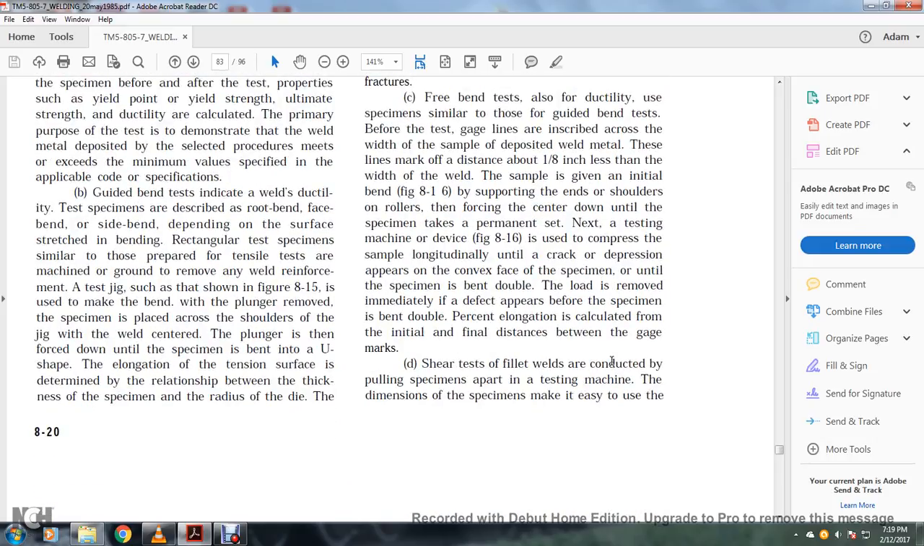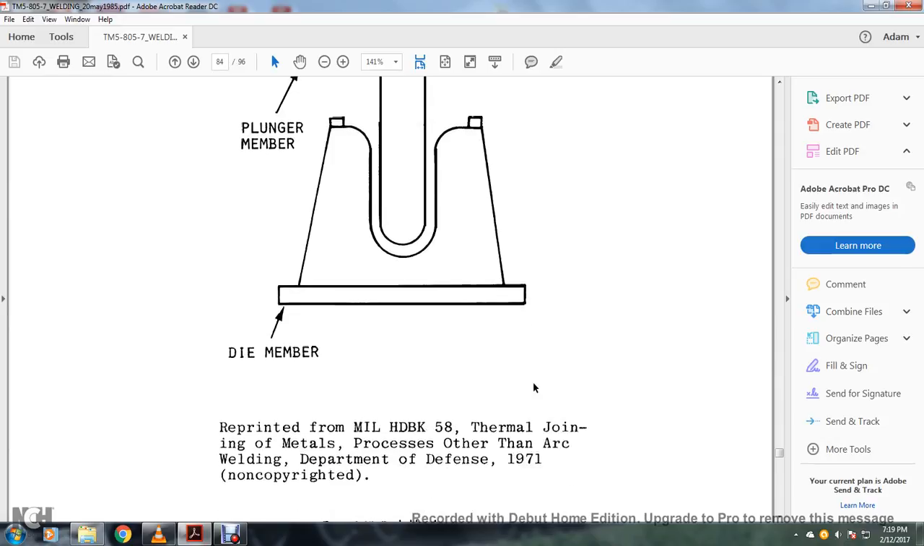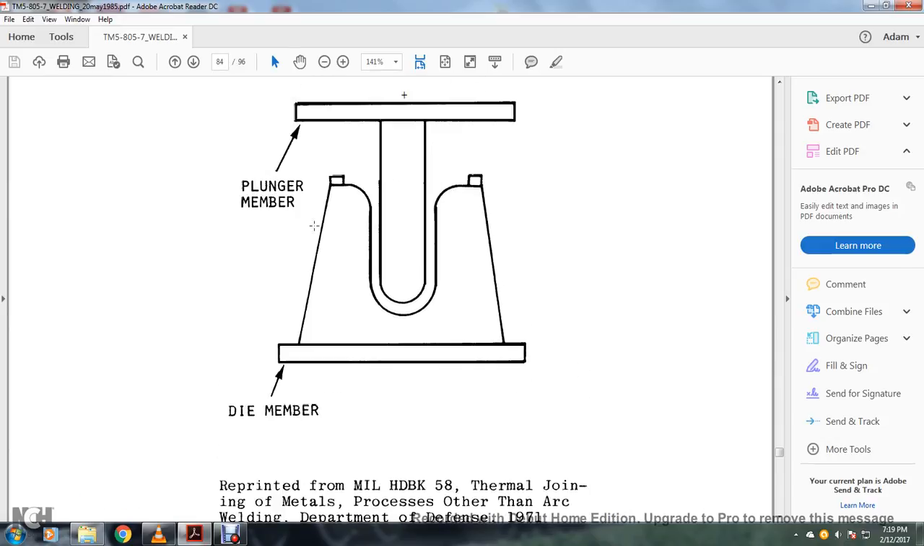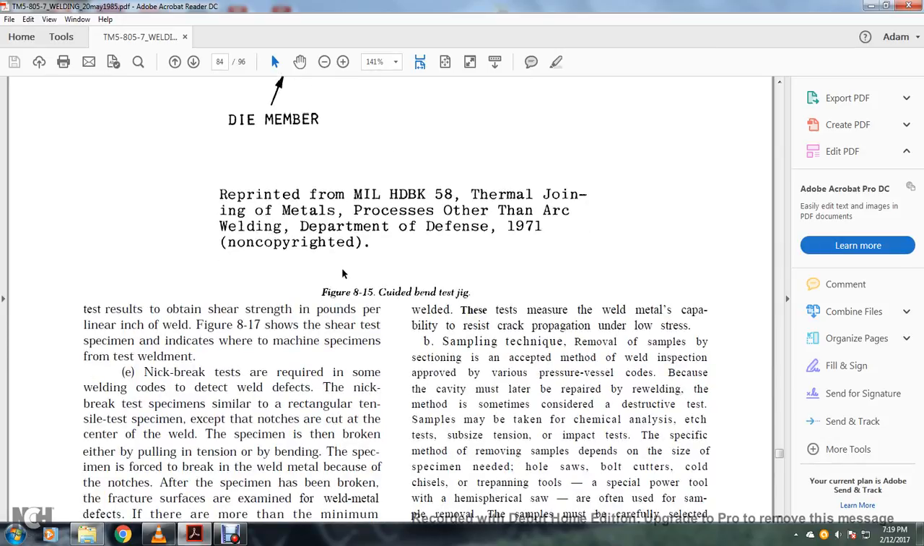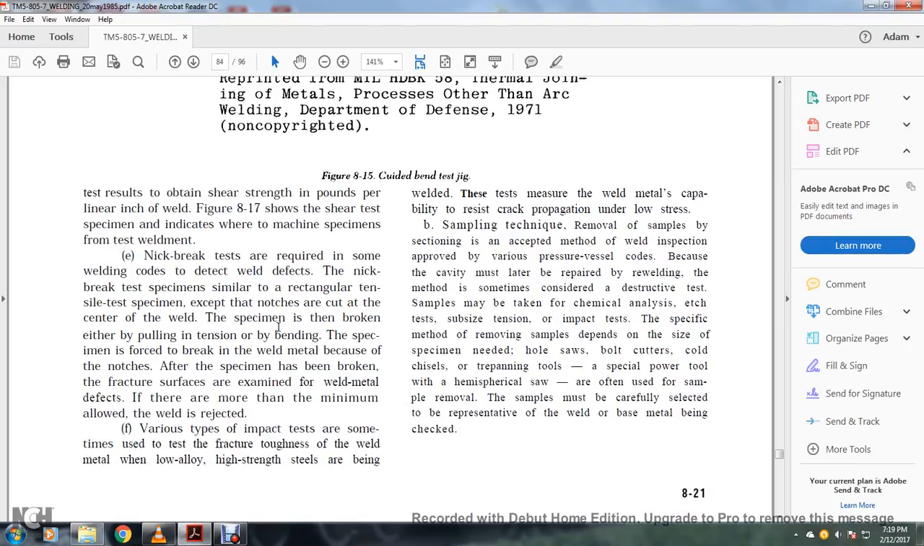Shear tests of fillet welds are conducted by pulling the whole specimen apart with the testing machine. The dimensions of the specimens make it easy to use. This shows figure 8.15, the guided bend test, the die member and the plunger member. Test results obtain the shear strength in pounds per inch of the weld. Figure 8.17 shows the shear test specimen, indicating where the specimens are machined from the test weldment.